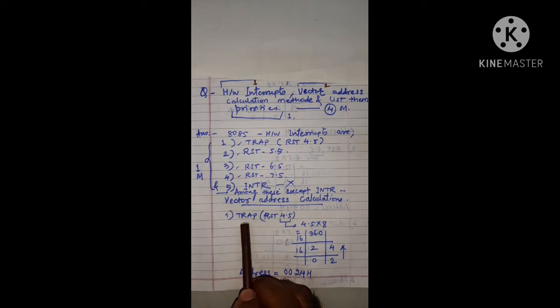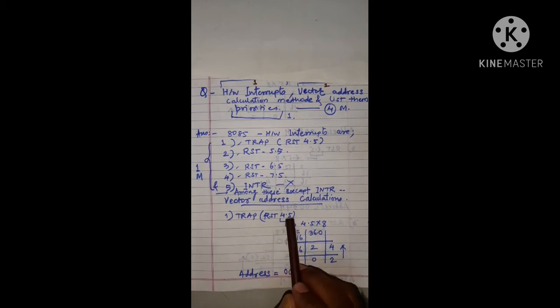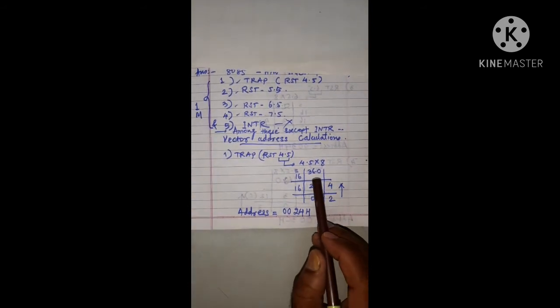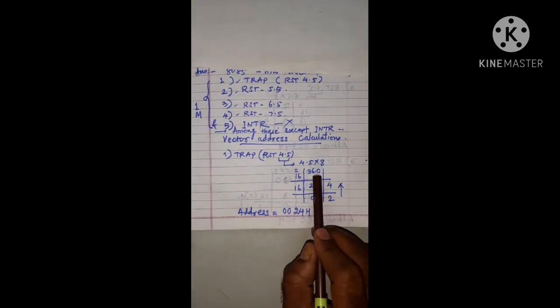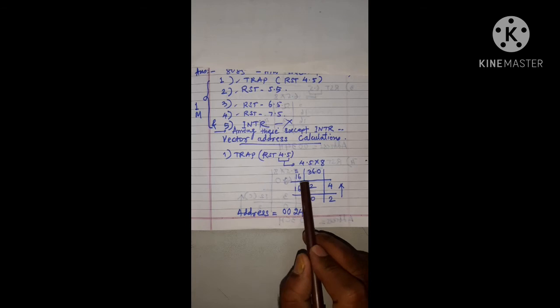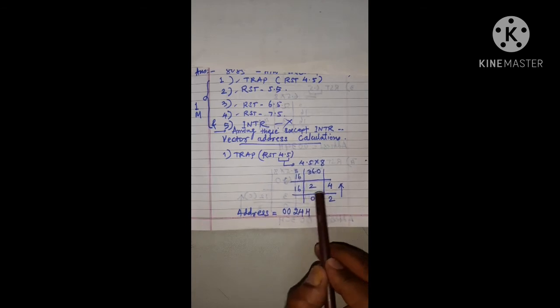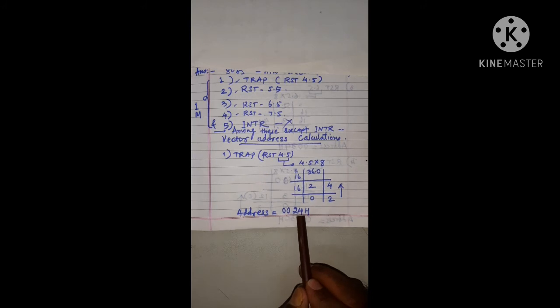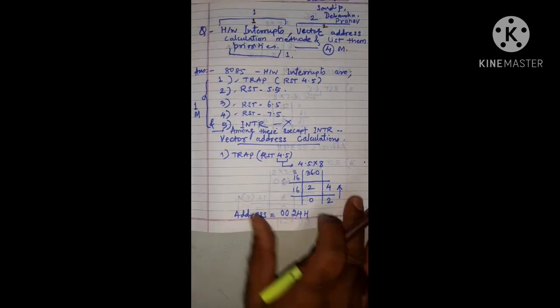First for TRAP, for calculation it is taken as RST 4.5. RST 4.5 is multiplied by 8 because the MP is 8 bit. It comes to 36 in decimal. But this microcomputer works on the hexadecimal number system, so divide by 16 till the quotient comes to 0. 16 twos are 32, remainder is 4. Then 16 into 0, quotient is 0, remainder is 2. These remainders should be taken in reverse, so 24H in the hexadecimal number system. We have to attach 2 more zeros to make this address 16 bit in binary.